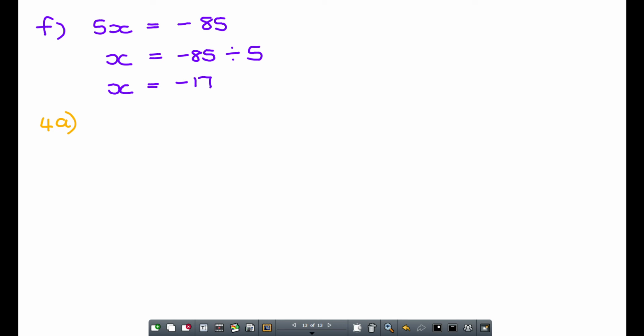Okay, then 4a. At 4 it says, which of the following are like terms? So you just had to look at the unknowns. 2ab and the 8ab. They would be like terms because they've got the same unknowns. They both have a, they both have b. Okay? Then at c, you would have 10a squared b is the same as, or like terms to minus a squared b.